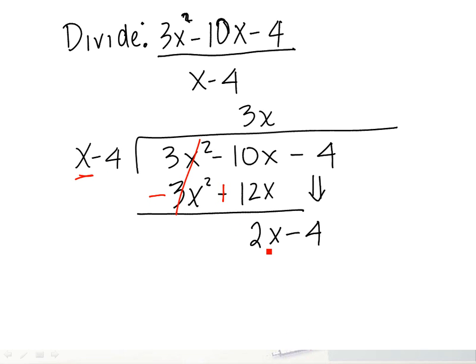x times what is 2x? It is positive 2. Okay? Positive 2. Then, again, we're going to multiply this 2 times all of that. Alright. What do you get when you multiply 2 times all of that?